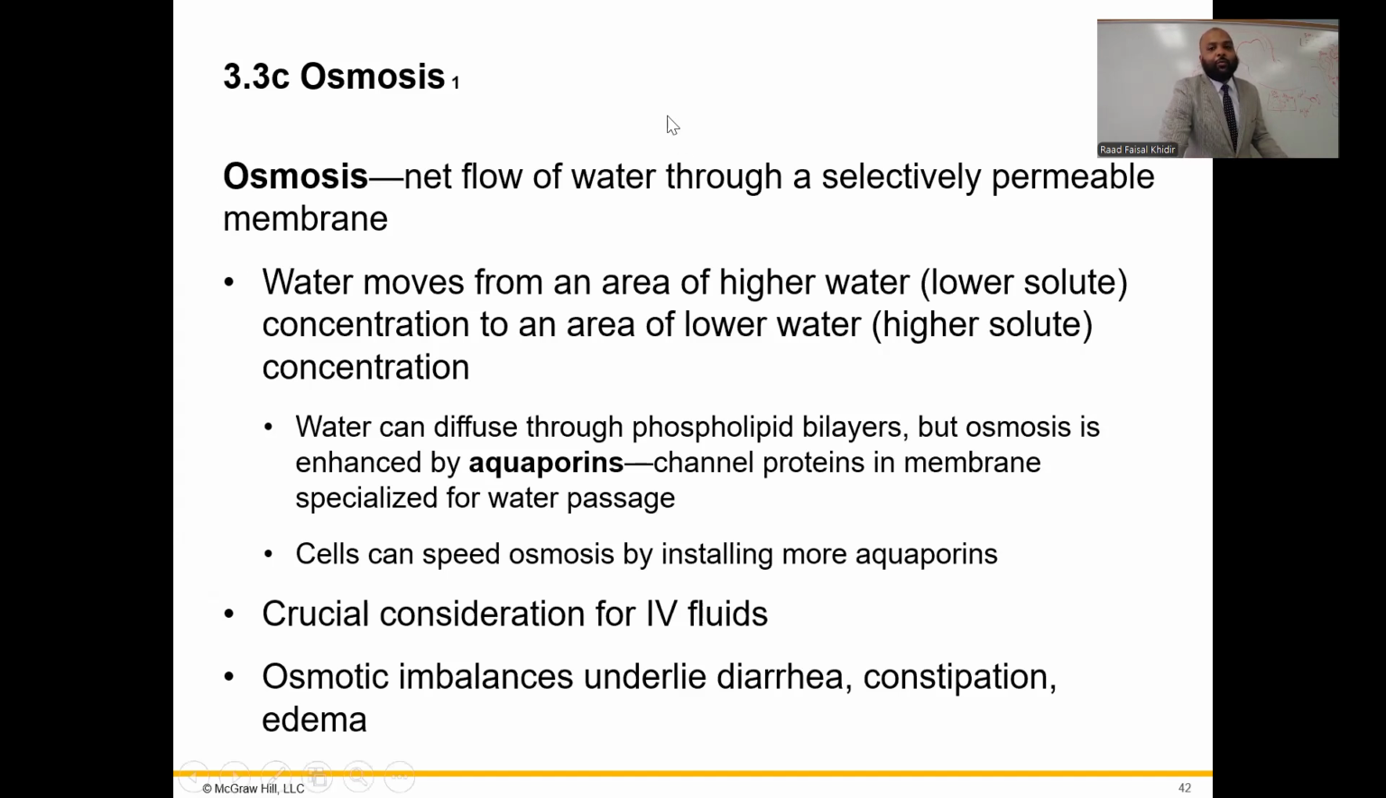Osmosis is the net flow of water through a selectively permeable membrane. Water moves from an area of higher water and lower solute to an area of higher solute, lower water. So water can diffuse through the phospholipid membrane, but osmosis is enhanced by aquaporins. Obviously water is polar, but it is so small, it can even flow through fats. It can even flow through lipids.